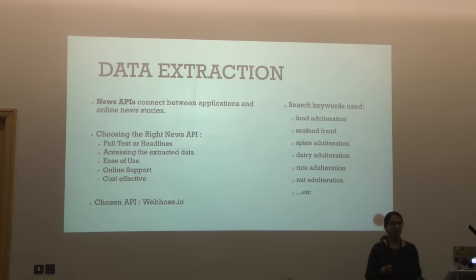So my first step was to understand news API. It's nothing but a connection between my application and online news. My application will tell it, okay, I need some news from online which is related to food adulteration. That's what news API will be doing for me. It will be a connector.